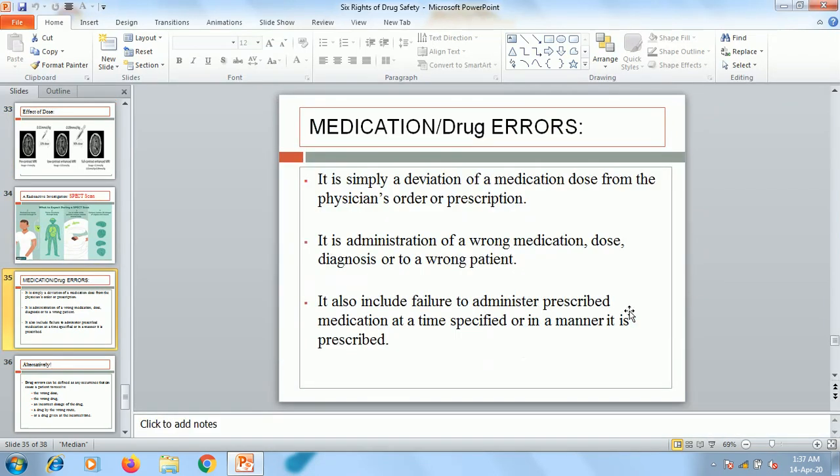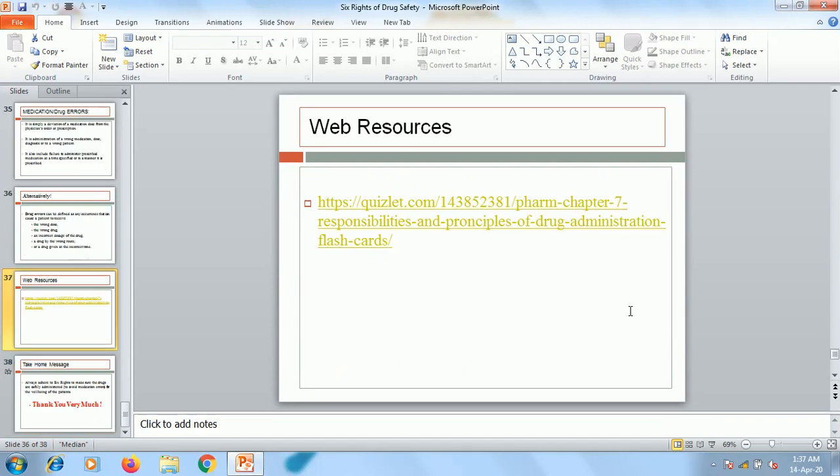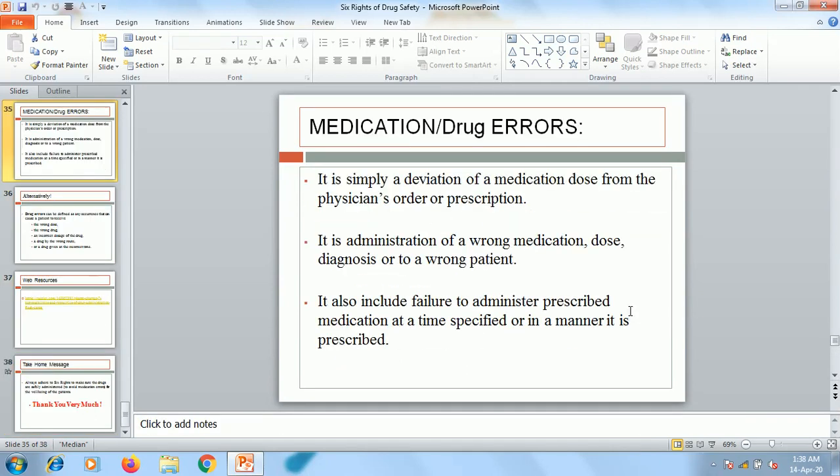Here is another aspect. What are medication or drug errors? What will happen if you do not follow these 6 rights? Then this is called a medication error. It is simply a deviation of a medication dose from the physician's order or prescription. It is administration of a wrong medication, dose, diagnosis, or to a wrong patient. Simply, you followed all 5 rights on a wrong patient.